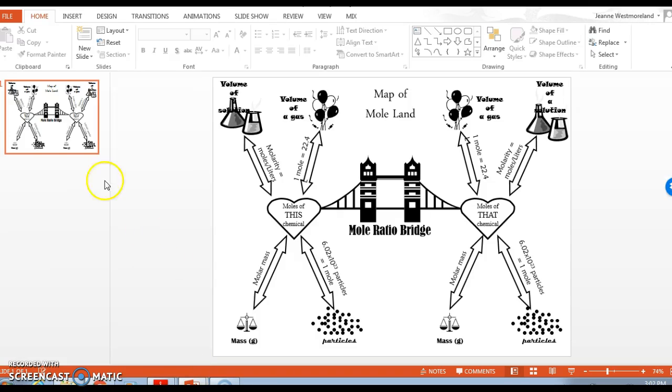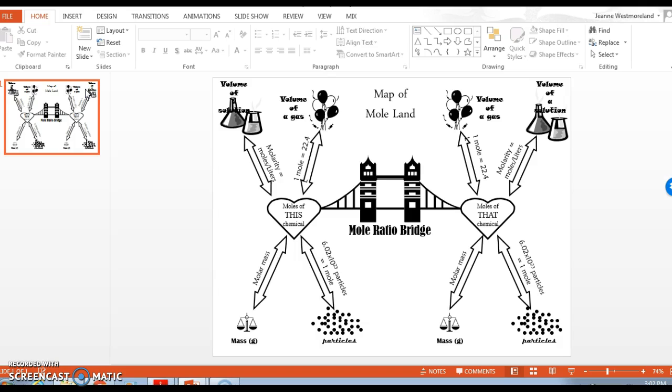So now I want to look at the map of mole land, and in particular we're going to be looking at the balloon pathway. So far we've only done the gram to mole pathway and the particle to mole pathway. We have not yet done the mole to volume of a gas pathway. And so we're going to add that on here. So Avogadro's law tells us that 1 mole of any gas measured at certain conditions of temperature and pressure will have the exact same volume. And that volume is known as the molar volume of a gas, and it is equal to 22.4 liters.